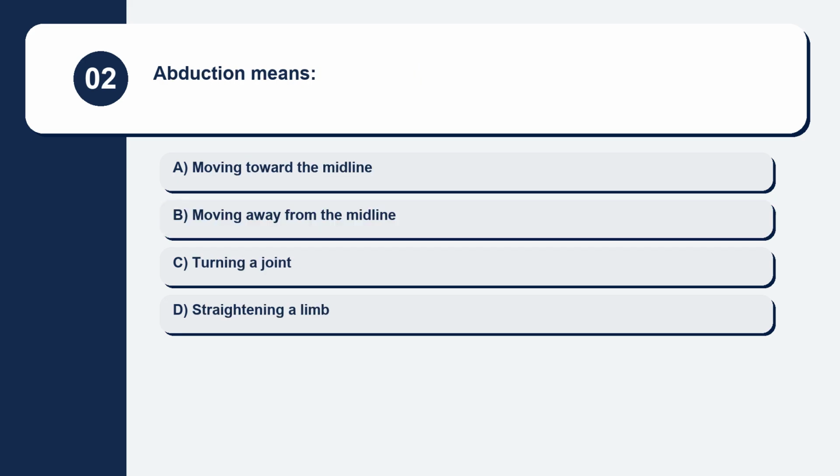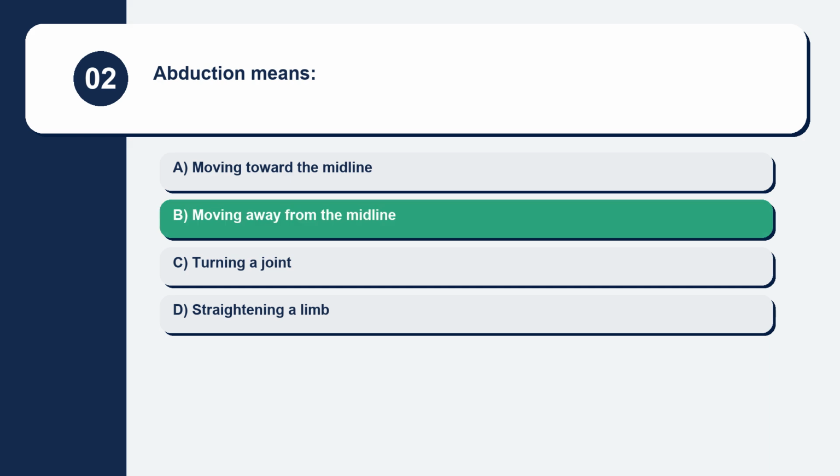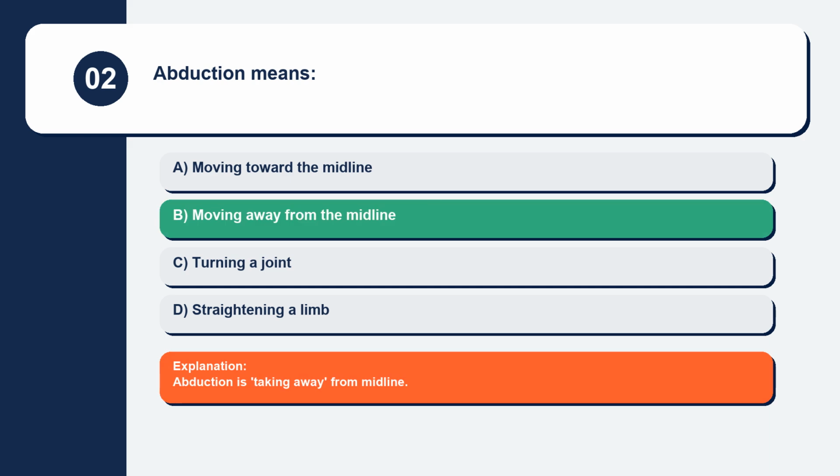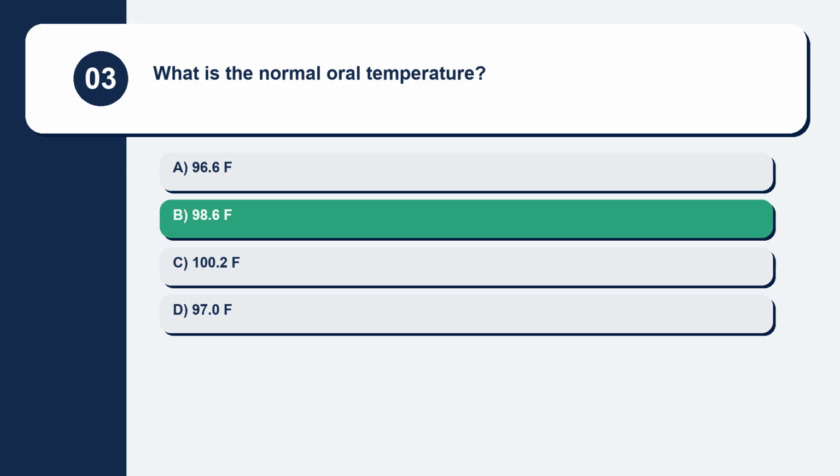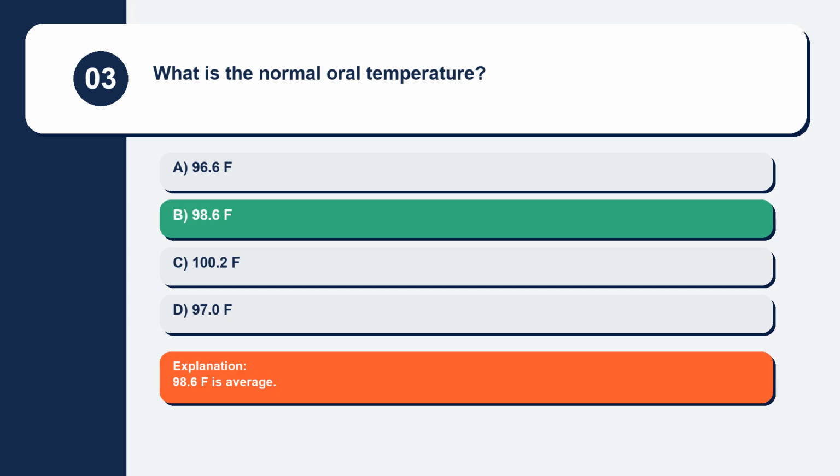Question 2. Abduction means moving toward the midline, moving away from the midline, turning a joint, straightening a limb. Abduction is taking away from midline. Question 3. What is the normal oral temperature? 96.6 F, 98.6 F, 100.2 F, 97.0 F. 98.6 F is average.